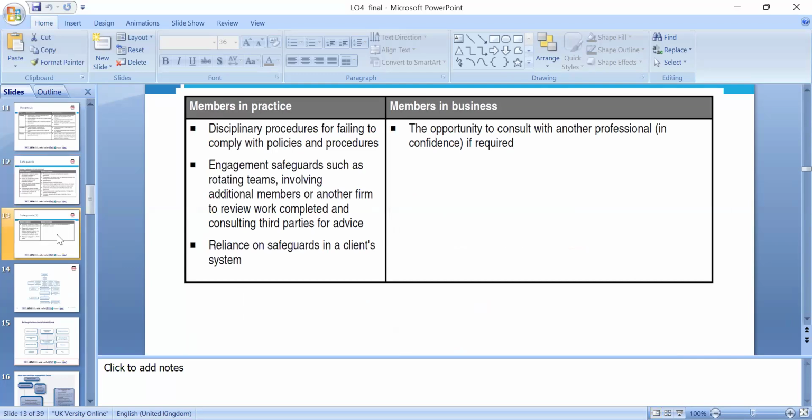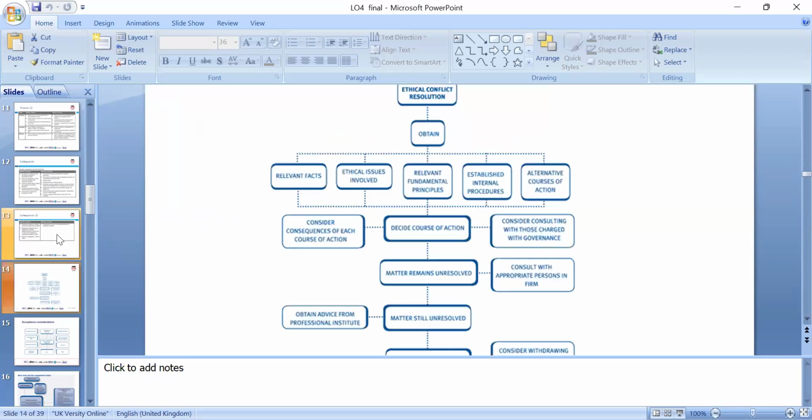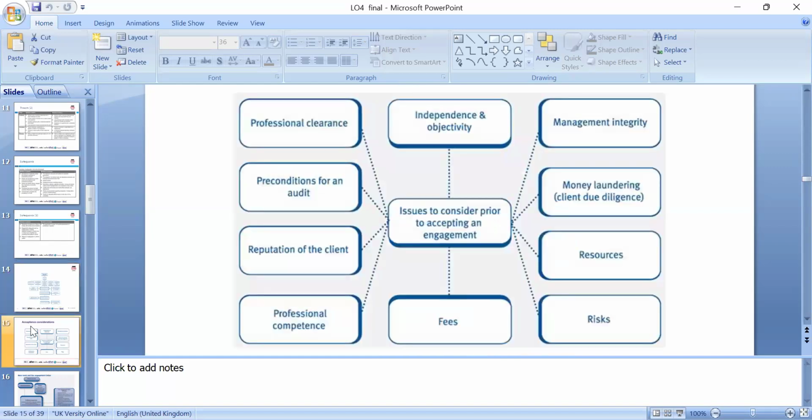Okay, so disciplinary procedures in our organization, engagement, safeguarding, resilience, the opportunity to consult with other professionals, all enhance and promote professional values in our organization. We have the ACCA exams, especially on ethical resolution: relevant facts, ethical issues involved, relevant fundamental principles, establishing internal procedures, professional judgment, materiality, and consulting with others if we have doubt. That is called ethical resolution. If you have the whistleblowing concept, we can introduce it. If you have influence, and maybe as a last option, you can leave the organization.